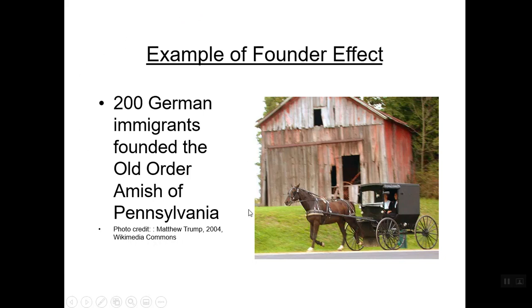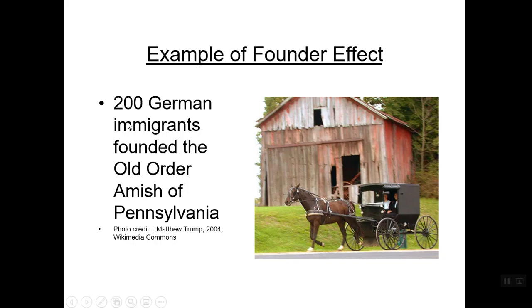There is an old order of Amish in Pennsylvania, which was established by only 200 German immigrants. Then they started, of course, this colony, if you want to call it that. And remember, one thing that is also important to mention is that Amish tend to marry each other, and tend to marry relatives in a small community.